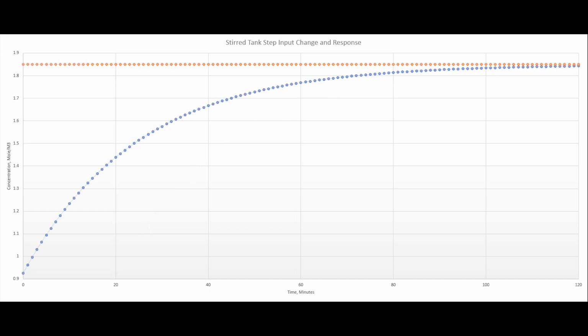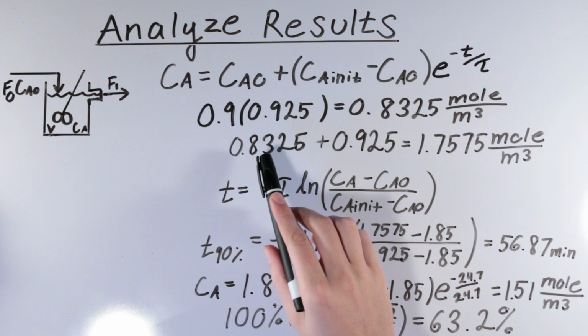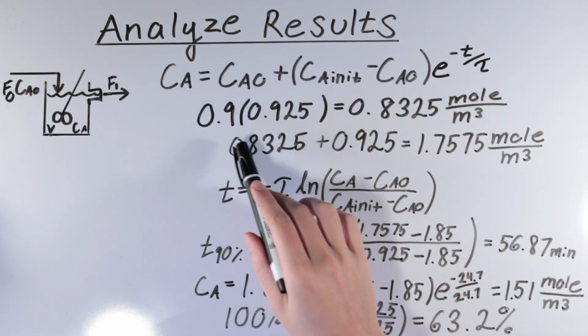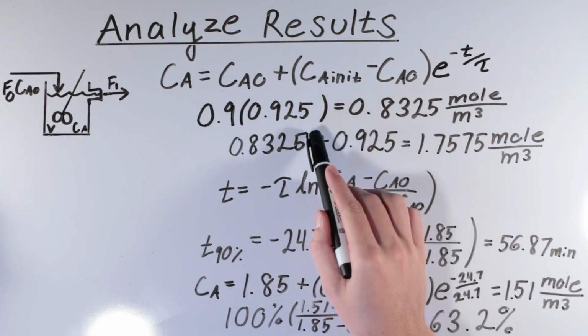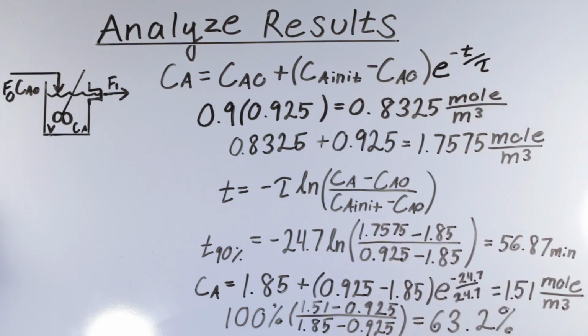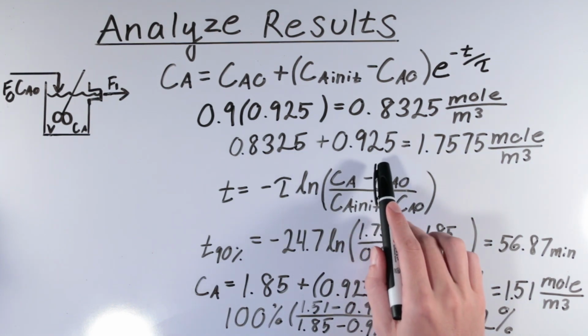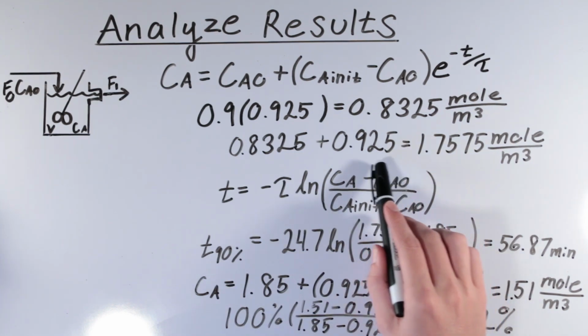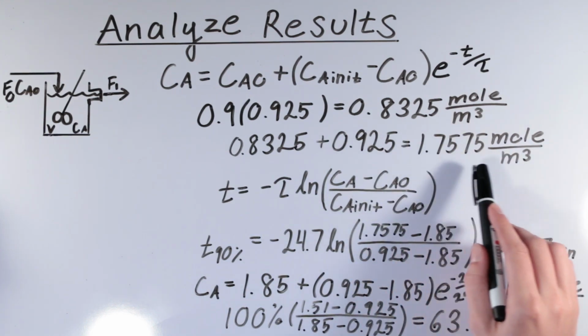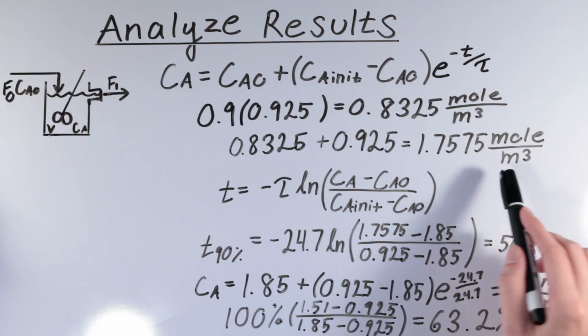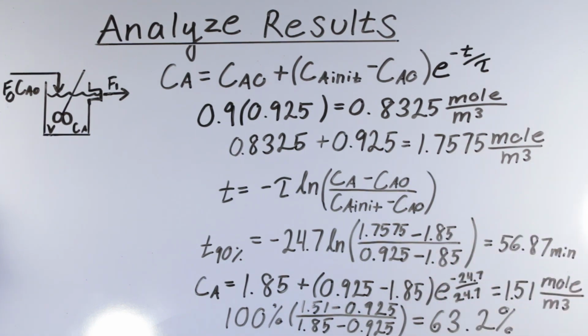Now the problem statement asks how long it will take for the concentration to reach 90% of its new steady state value. The 90% value of the change in concentration is calculated as follows. We just take 0.9 times the change in concentration, which equals 0.8325 moles per meter cubed. Adding this to the initial concentration, C sub A init equals 0.925, we get that the 90% concentration will be 1.7575 moles per meter cubed.